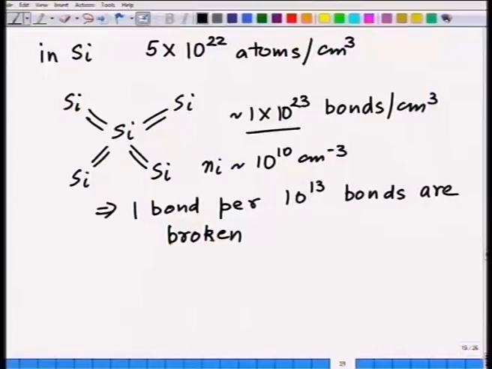Of course, this number could not have been very large. If it were very large and a huge majority of the bonds were broken, then obviously this would not remain a semiconductor at all. It would not remain a material with all the bonds broken.